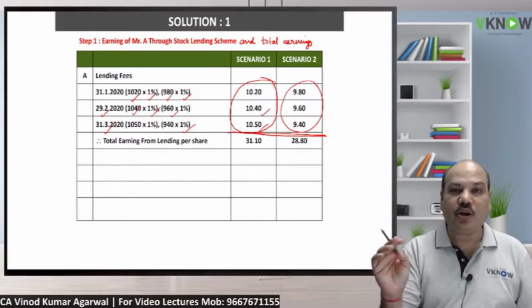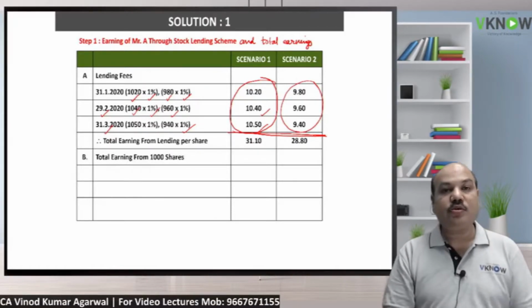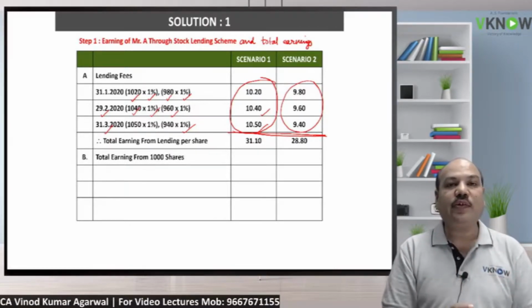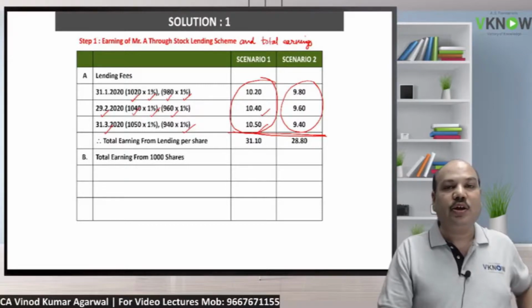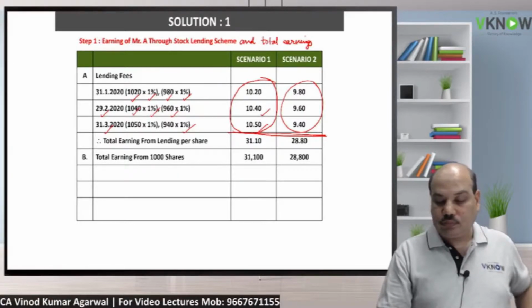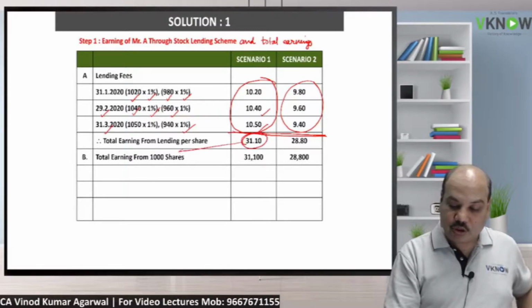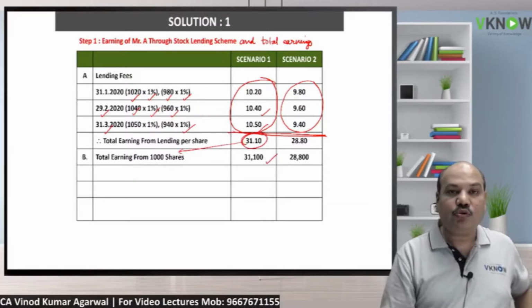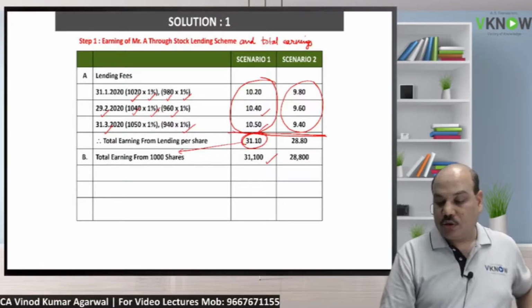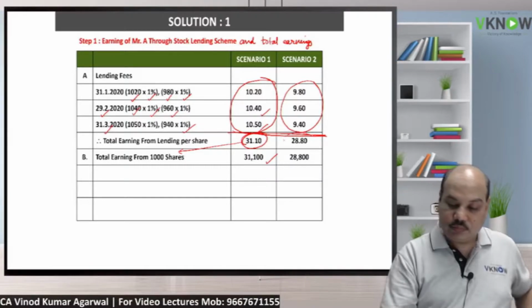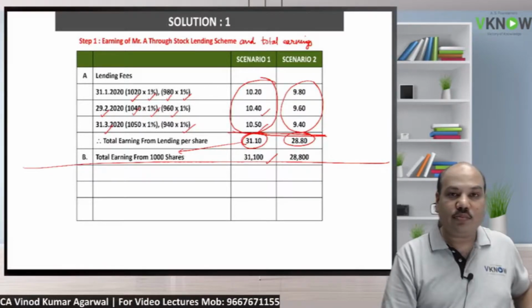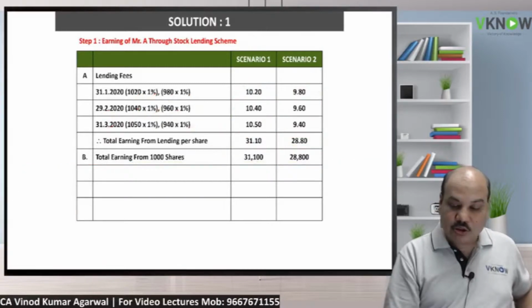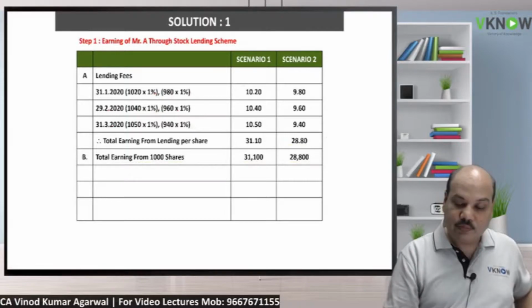This is per share under the two scenarios. And how many shares have been lent? 1000 shares have been lent. So total earnings from 1000 shares, just multiply 31.10 into 1000. So the first answer is over, 31,100, 28,800. If only this is the question, this is the answer for earning income through stock lending scheme. This is your answer. But in addition to that, there is another question which says total earning.